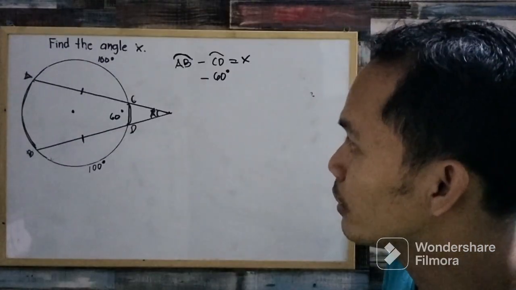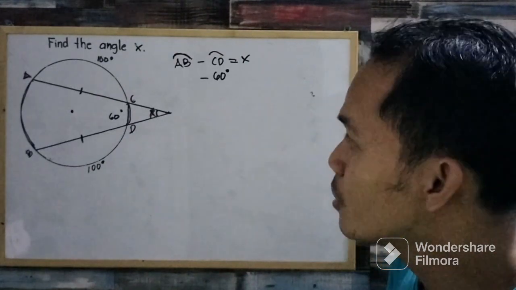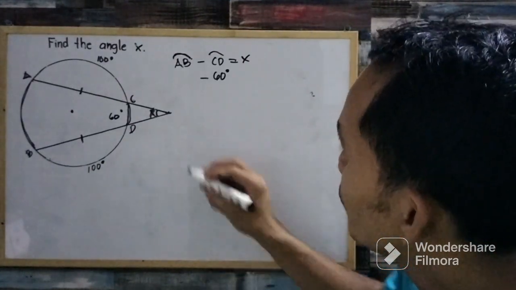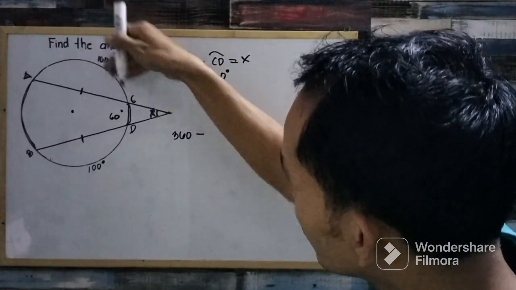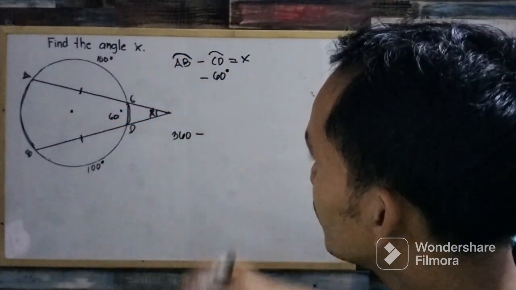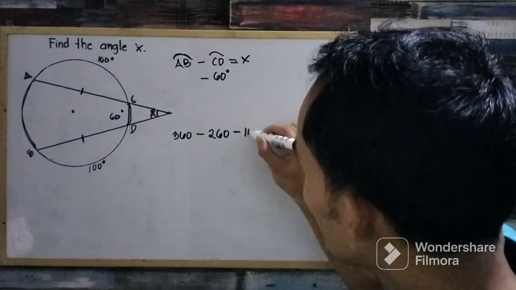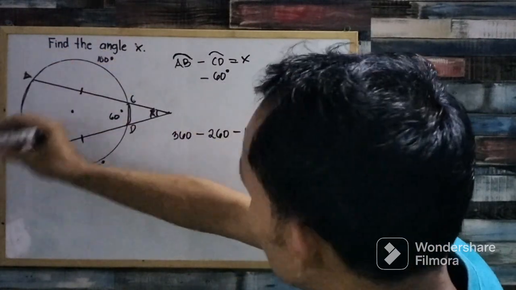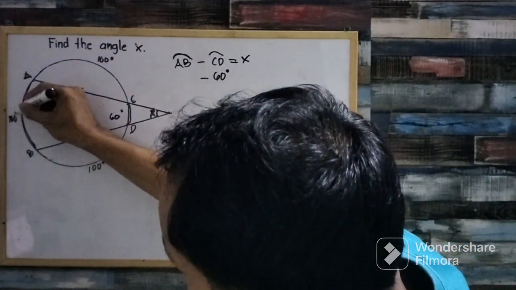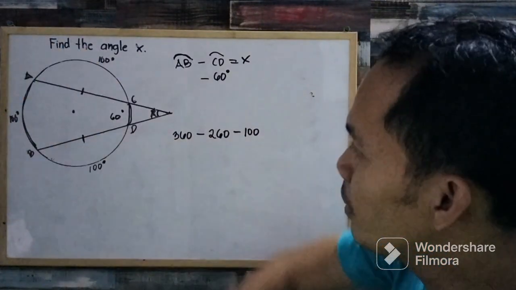Ano ba yung measurement ng buong circle? That is 360. So ngayon, isa-subtract natin yung 360 degrees minus 100 plus 60 plus 100, that is 260. Yung natira na lang is 100. So, ibig sabihin, this arc dito, arc AB, measures 100 degrees also. Okay? So, meron na tayong value ng AB.